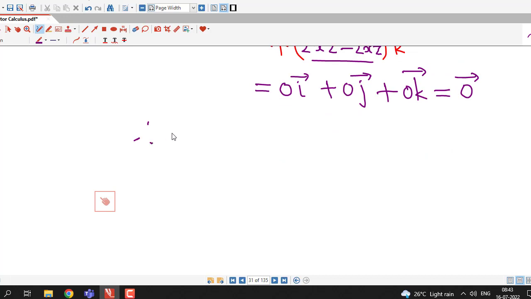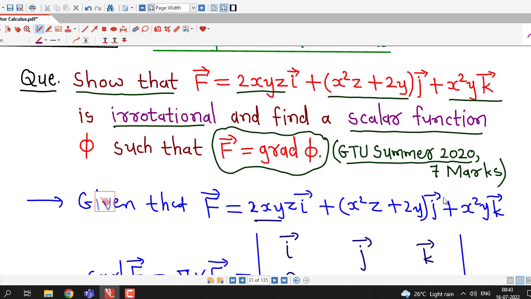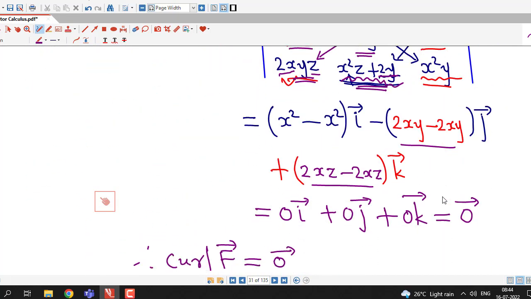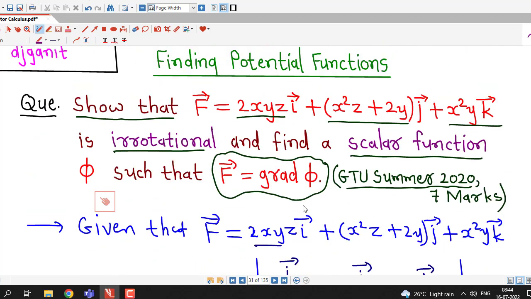So therefore we have shown that curl of f bar equals 0 vector, therefore f bar is irrotational. This is the first sub part of the question. In the first part, we are asked to show that given vector field f bar is irrotational, and that we have shown by proving that curl of f bar is a zero vector, therefore f bar is irrotational vector field.